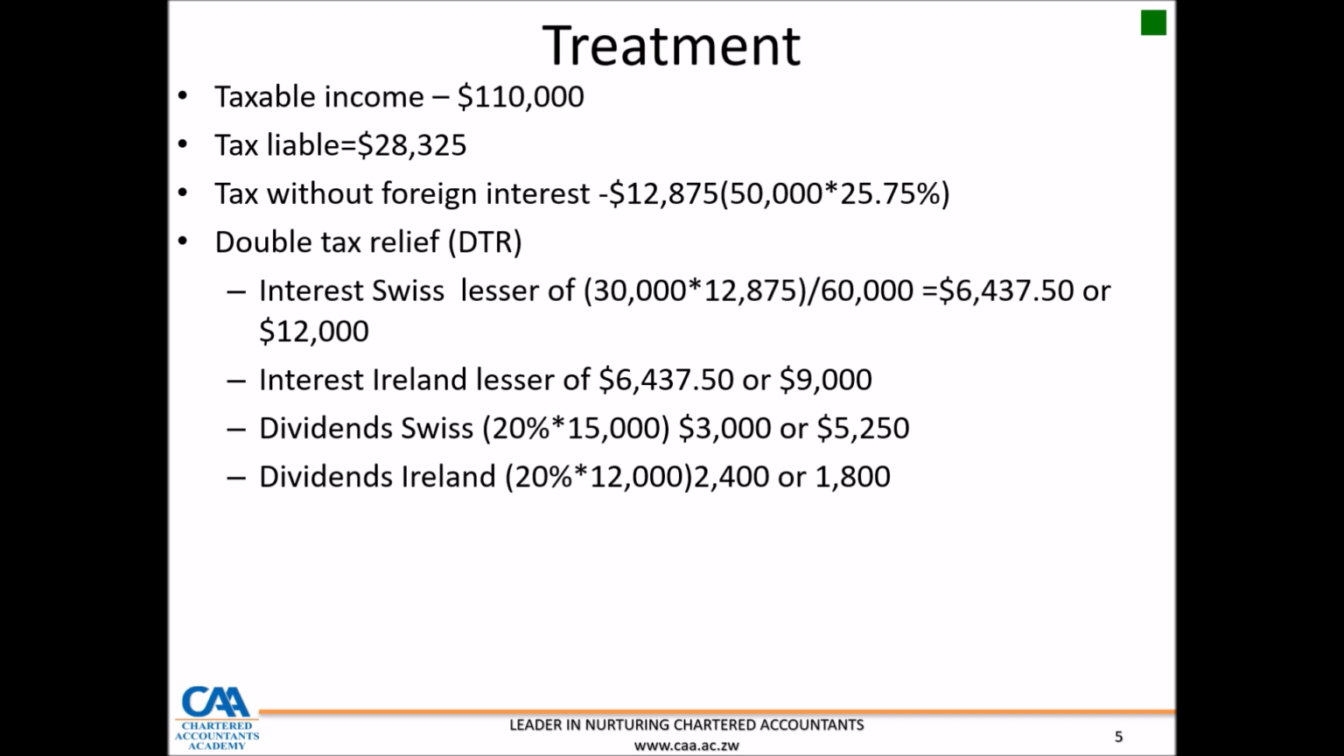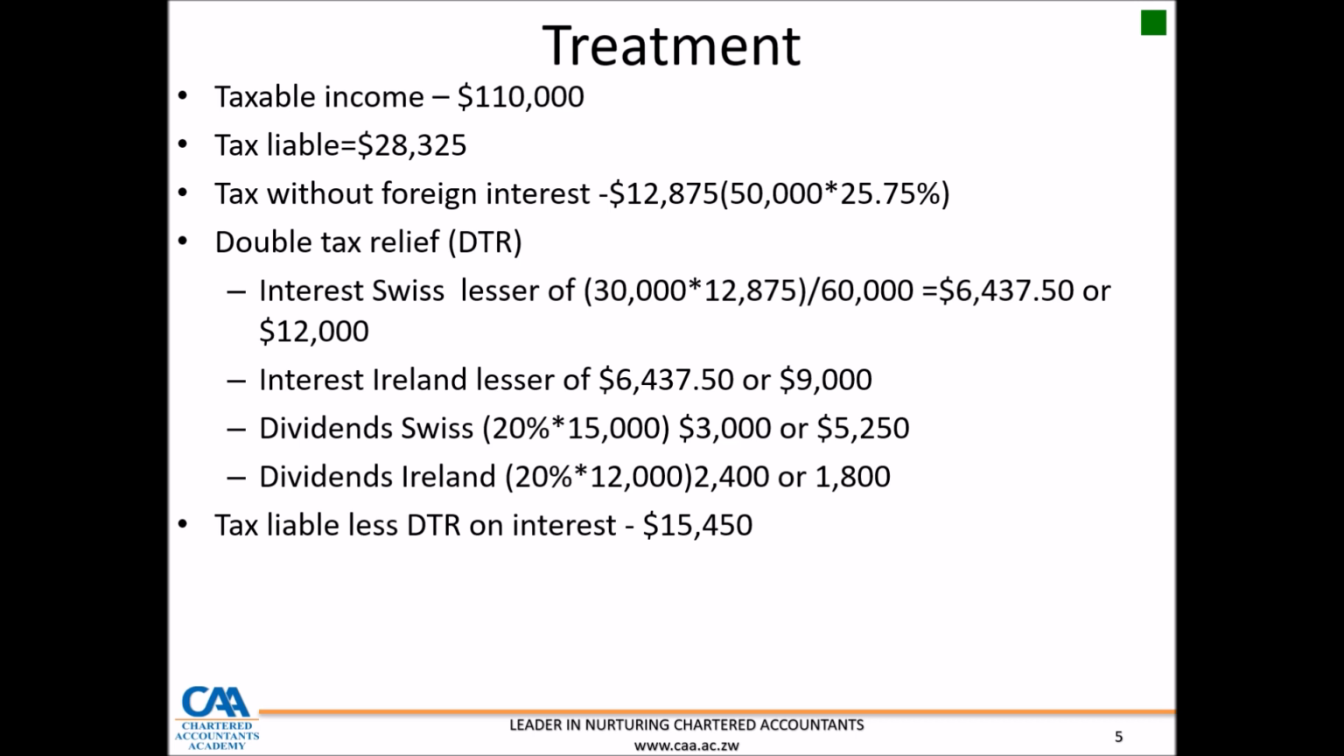Now for your dividends, the amount that we actually get relieved will be the lesser of the tax we paid in Switzerland, which is 5,250, or the tax that we would pay had we received that amount in Zimbabwe, which is 20% of your 15,000. So the lower of the two is your 3,000. That's the maximum relief you can actually get. For dividends in Ireland, it will be the amount you pay in Ireland, which is 1,800, or 20% of our 12,000, which is 2,400. So your maximum relief there as far as Ireland is concerned will be your 1,800 and not your 2,400.